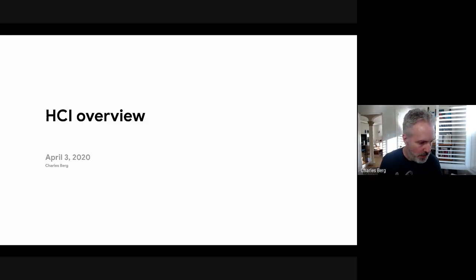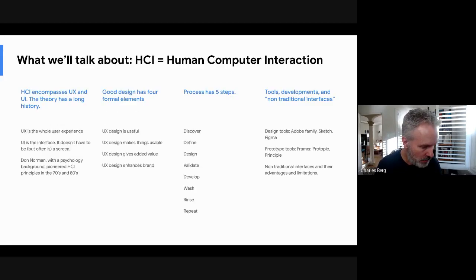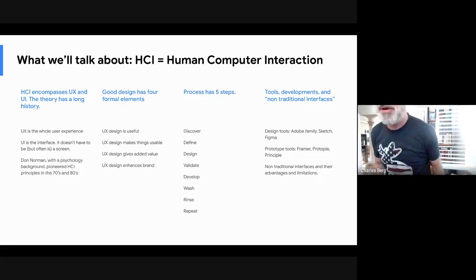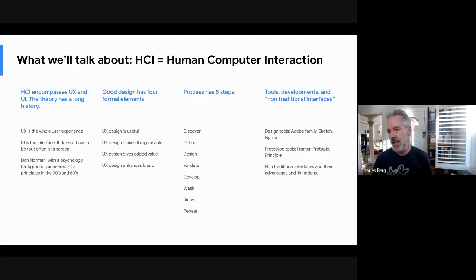So with that, I'll talk about what we're going to cover here. More or less, I'm going to give you an overview of human-computer interaction, a very brief history of what it's all about, and then talk about what good design is, how it's constructed, and what the process is. After that, I'll talk about some of the tools people use to design in the digital world, as well as a brief discussion about non-traditional interfaces, which is the non-screen stuff.